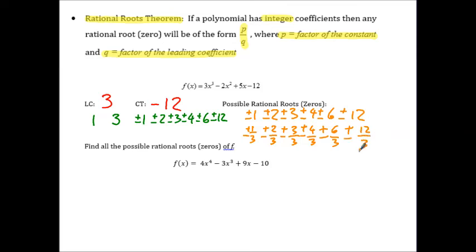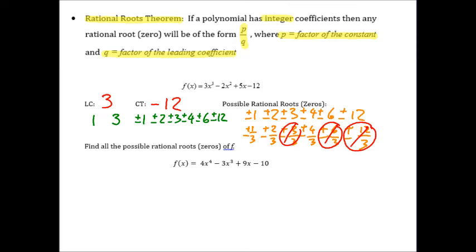Well, some of these we can actually eliminate because we already had them. Plus or minus 3/3 is the same as plus or minus 1. So this one we can get rid of. Plus or minus 6/3 is the same as plus or minus 2. And plus or minus 12/3 is the same as plus or minus 4. So we can get rid of these three.